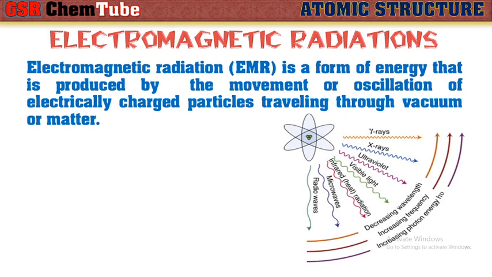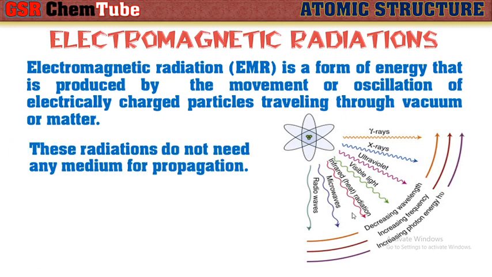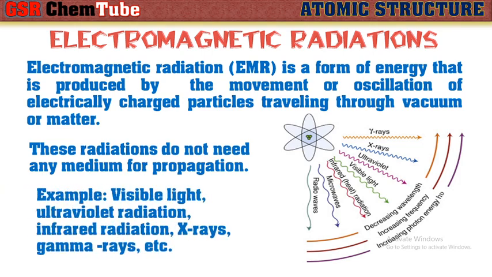Here we can see different kinds of electromagnetic radiations. Actually, these electromagnetic radiations do not need any medium for their propagation. That means, as we told, they can travel even through vacuum also. Visible light, ultraviolet radiation, infrared radiation, X-rays, gamma rays, these all come under electromagnetic radiations.